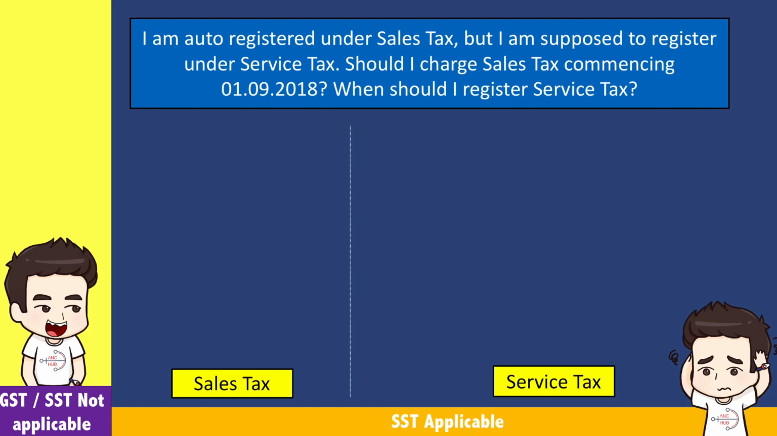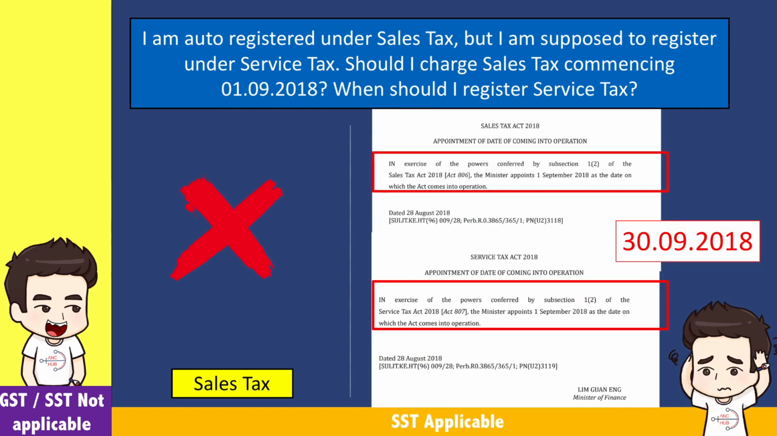Number 1. I am auto-registered under sales tax, but I am supposed to register under service tax instead. Should I charge sales tax commencing tomorrow, September 1st? And when should I register for service tax? If you are talking about sales tax, let's say they wrongly registered you under sales tax because of your MSIC code, it doesn't matter because you don't supply any taxable goods anyway. So sales tax, you don't have to charge. There's no taxable goods going on. But for service tax, you have to register. The law says by 30th of September, you must get yourself registered.